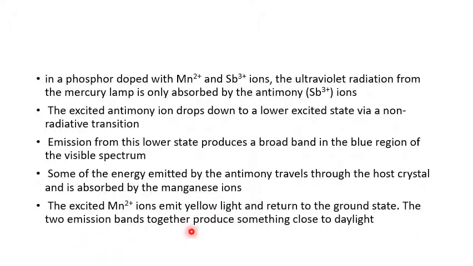The two emission bands together produce something close to daylight. So if we use only antimony as a dopant, blue light will be produced. If we use only manganese as a dopant, yellow light will be produced. If we use both of them, then some of the blue light will be absorbed by the manganese ion, and the manganese ion will emit yellow light. The combination of yellow light and blue light will produce something close to daylight. White light will be produced.